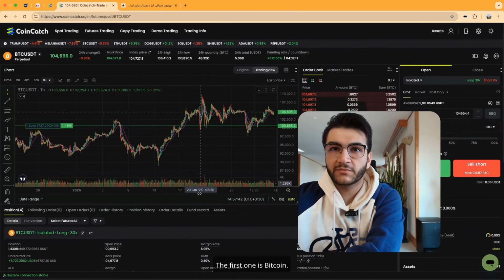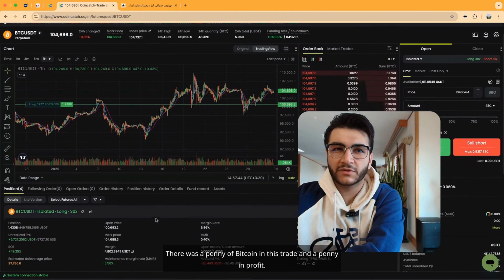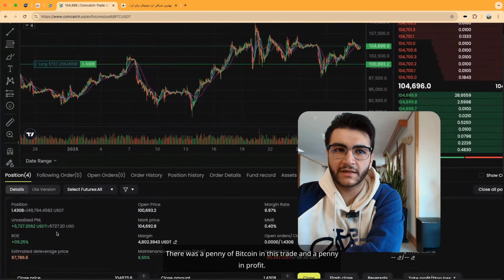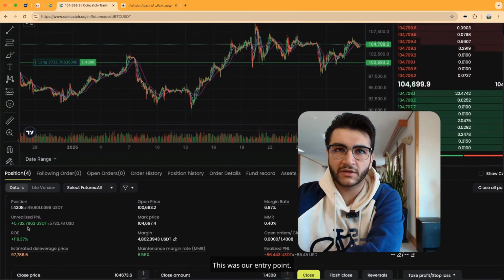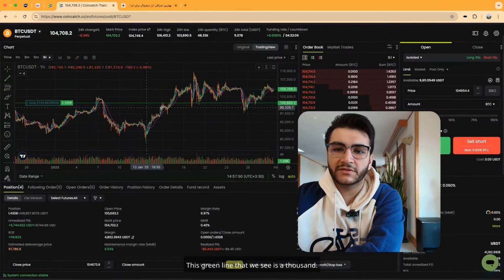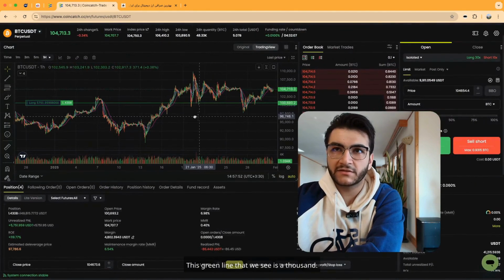The first one is Bitcoin. There was a penny of Bitcoin in this trade, and a penny in profit. This was our entry point. This green line that we see is 1,000. We entered the trade.